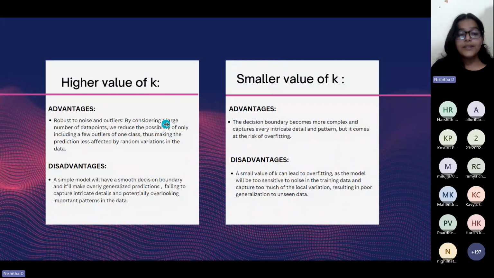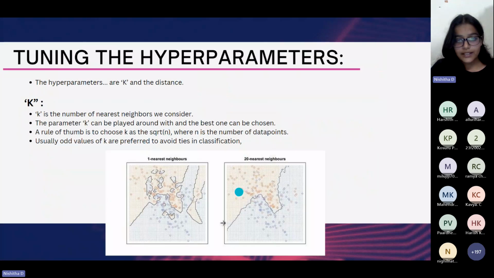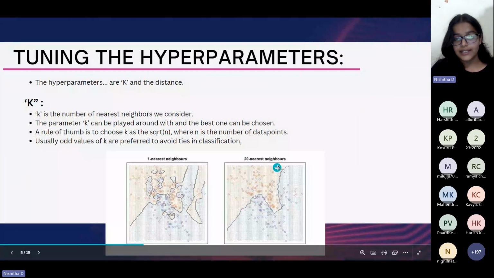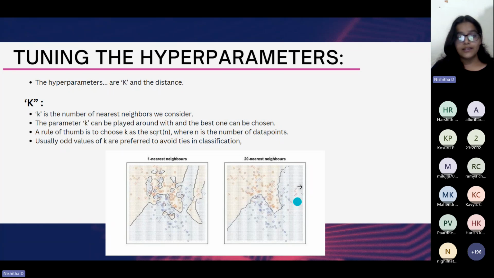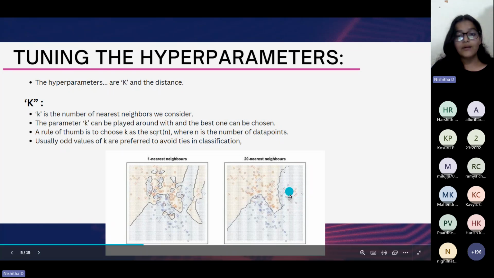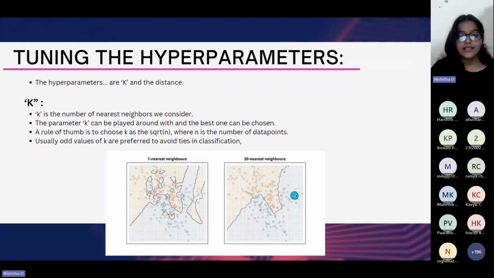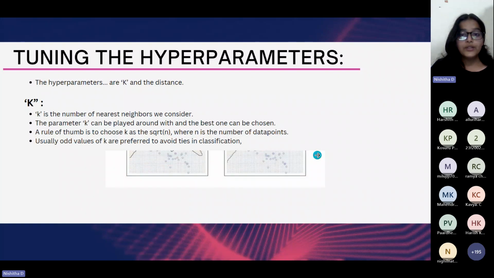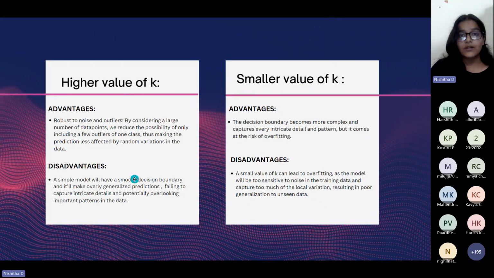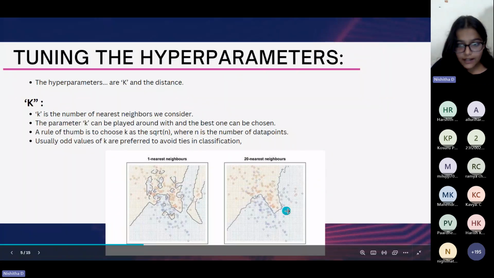So that's good. But the problem is, like how we're choosing a very large value of k over here, like 20, you see there are some red dot data points over here, right? You ignore them. If they're outliers, then you're good because you don't consider the random variations in the data set. But what if they too have some pattern or some intricate detail of the data set? Then you'll be overlooking those important patterns in the data set, right? Like what if these red data points over here actually have some pattern?